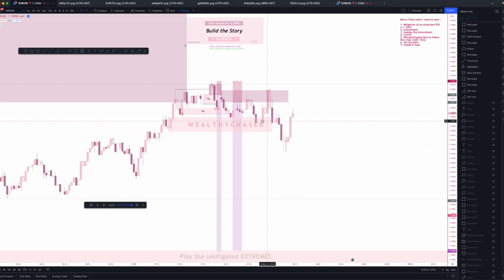This caused a flip, right? Look at this. Price reacted to this demand. It came to mitigate the supply further and boom. It failed. So what do we have now? Now we have a new zone to trade from.